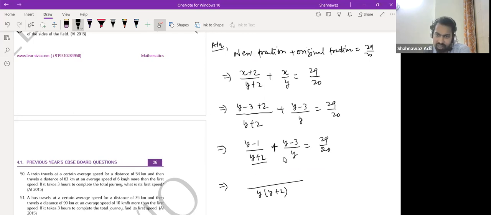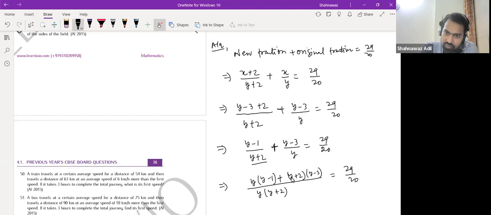So we have this LCM. y divides y plus 2, so y plus 2 is divided, and then we have this y minus 1, so y multiplied by y minus 1. And then y divides this LCM, so y is divided, and then we have y plus 2 into y minus 3. So this is equal to 29 by 20. Understood?